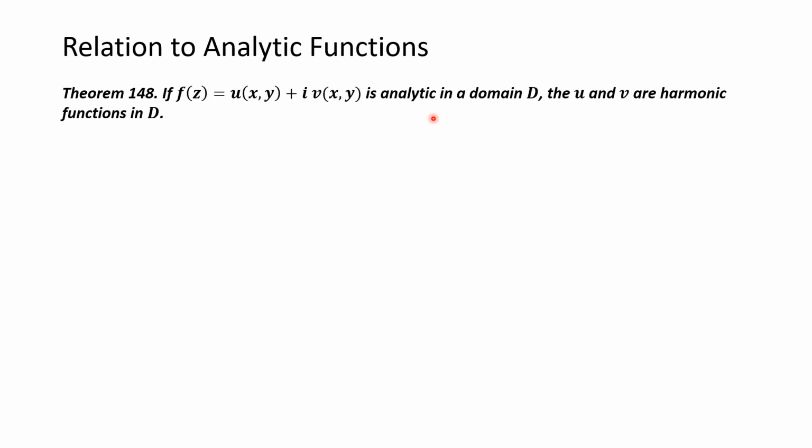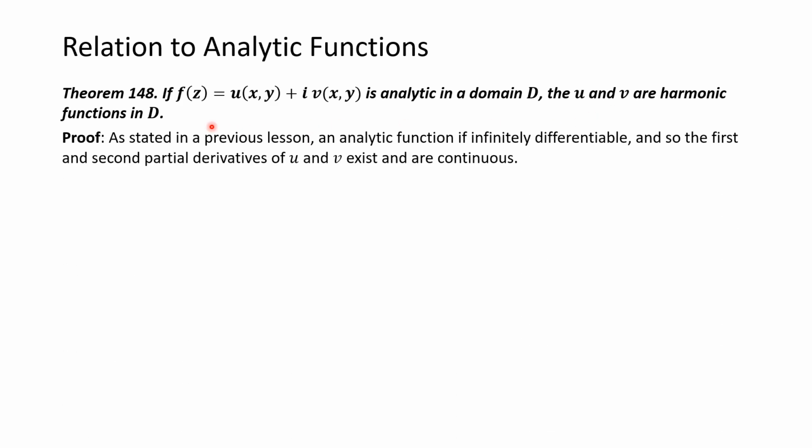So we have a theorem here relating analytic functions to harmonic functions. It's fairly straightforward. If we have an analytic function, f of z, broken into its real and imaginary parts, which we call u and v, then u and v are harmonic functions, within a given domain D. As we stated in a previous lesson, an analytic function is infinitely differentiable, which means that the first and second partial derivatives of u and v exist and are continuous.